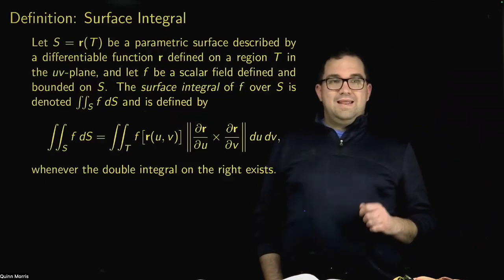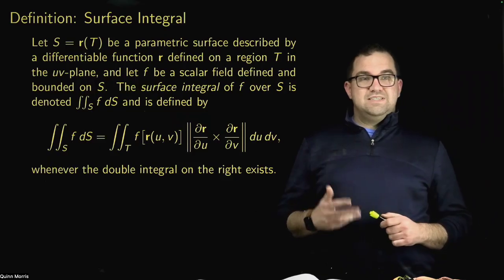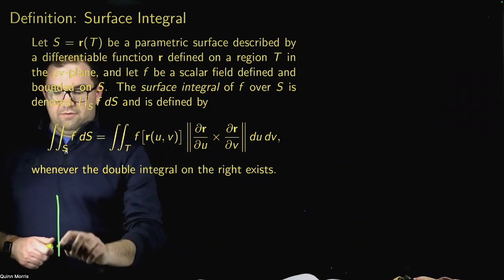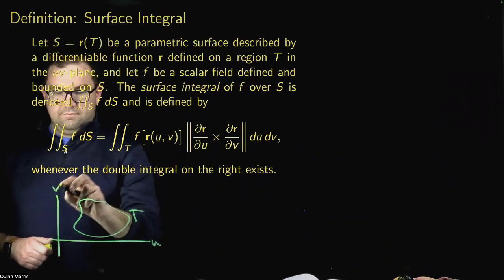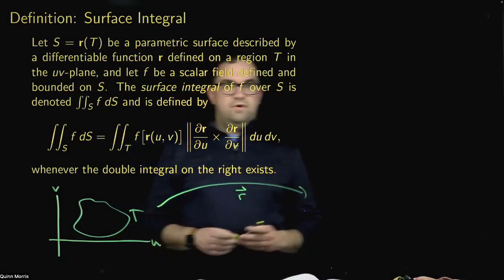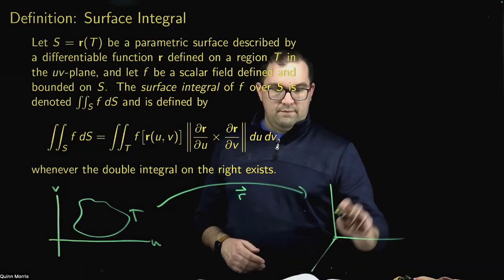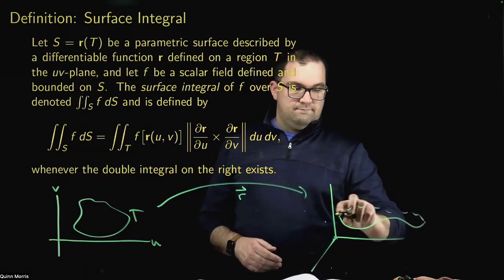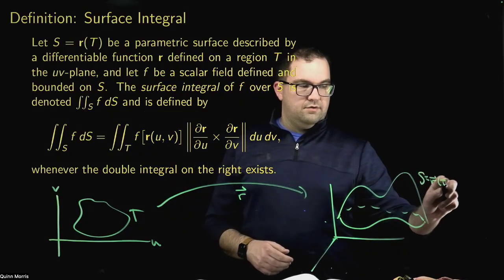So let S be a parametric surface described by some differentiable function R on a region T in the UV plane. So to begin, we have our usual setup, right? We have some region T in the plane, the UV plane, and we're mapping that via this differentiable function R to some surface in R3. This is my surface S, which is simply R of T.